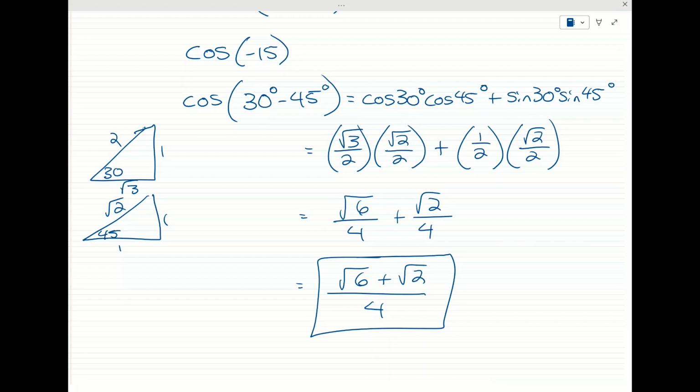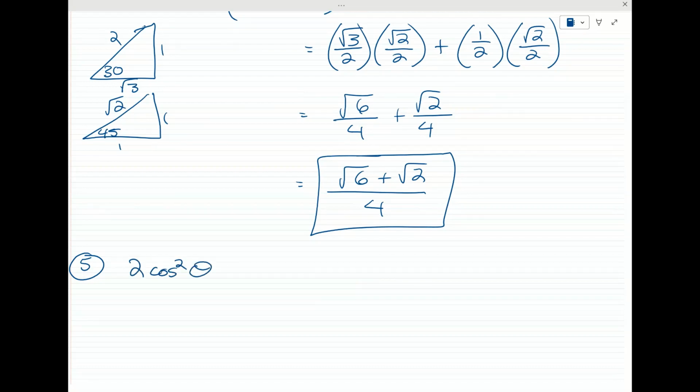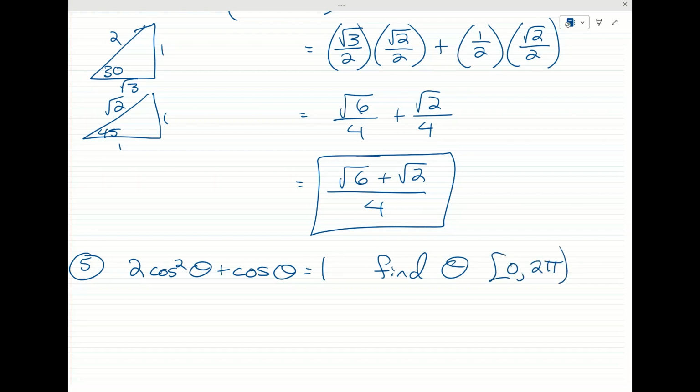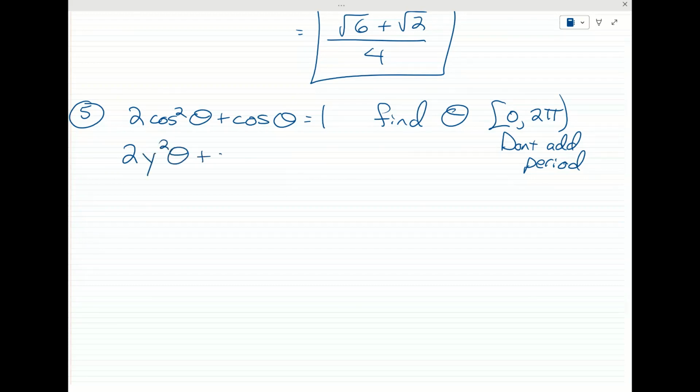I think there's 3 more left. Problem number 5 says if 2 cosine squared of theta plus cosine of theta is equal to 1, find theta from 0 to 2 pi. So this is just asking you to solve it, but don't add the period. So the way that we do these problems is we always start off by making it equal to 0, and we're going to have to make a substitution just like the last problem.